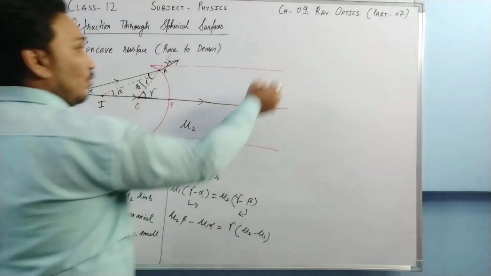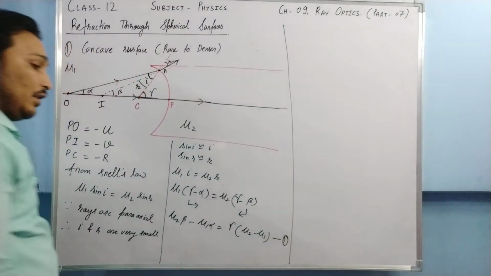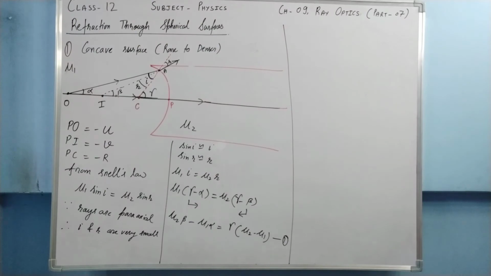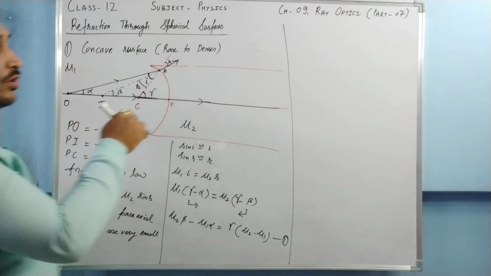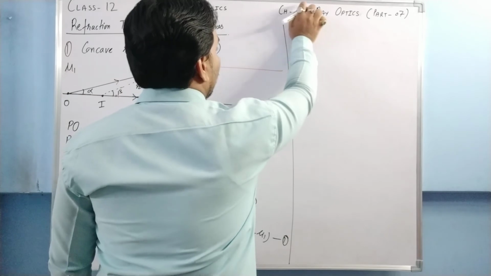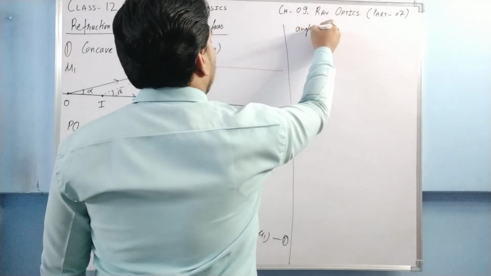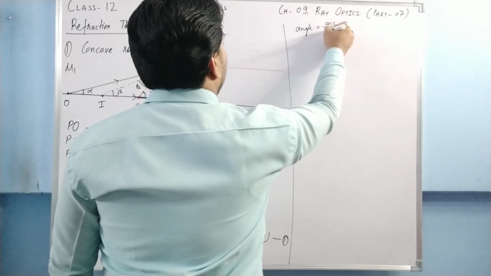Now what I'm going to do is put the values of alpha, beta and gamma. Let this be equation number 1. I'm going to put the values of alpha, beta and gamma, and from where I can get alpha, you must be knowing the basic formula: angle is equal to arc upon radius.